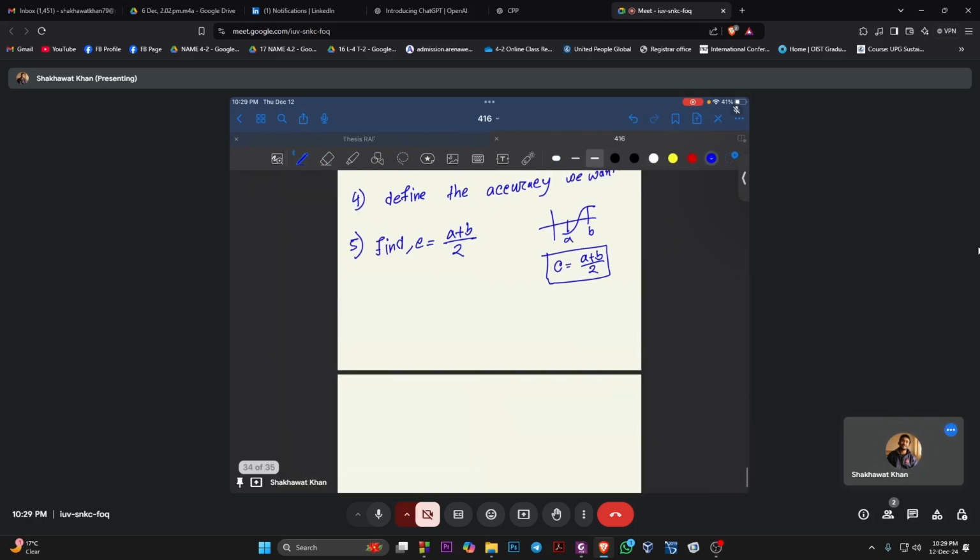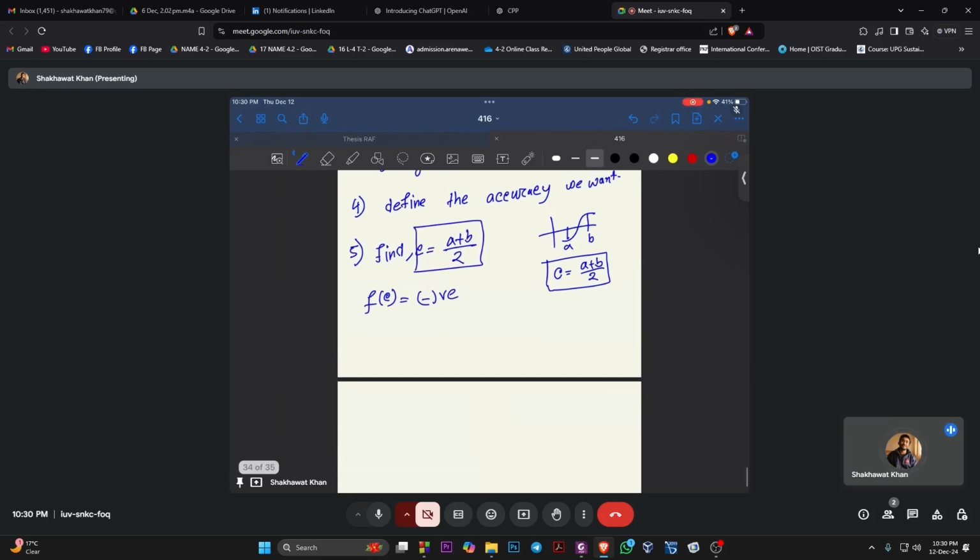Okay, so we don't know what this f of c value is. If this f of c value is negative, that means our previous a value is increased to the c value, right? So in that case our new solution is going to be a to c and b. That means f of c and f of b is our further concern.